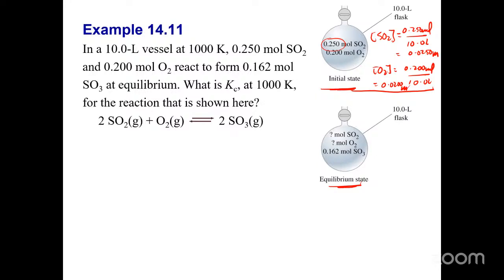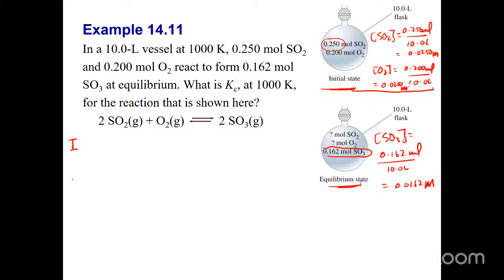Now, at equilibrium, the only thing that they gave us is the moles of SO3. So we can calculate the concentration of SO3 at equilibrium. That would be equal to the moles, which is given as 0.162 moles, divided by the volume, which is 10.0 liters, and this will be equal to 0.0162 M. Okay, so this is how we set up the ice table.